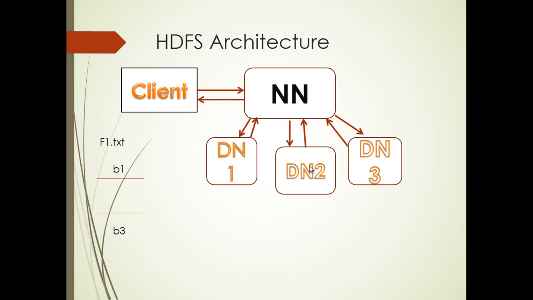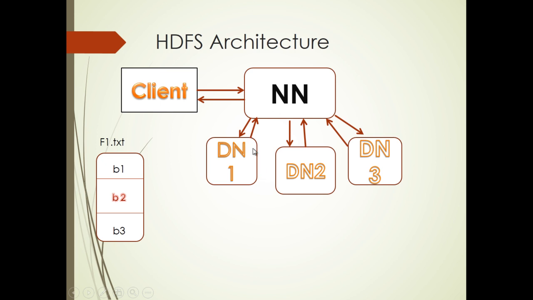Now the point is, I have a file. The file name is f1.txt. I would like to store this file, which is in the client. The client wants the file to be stored into this Hadoop architecture, which is HDFS, the Hadoop Distributed File System. First the client will interact with the name node. The name node will interact with the data nodes to check whether any space is available.